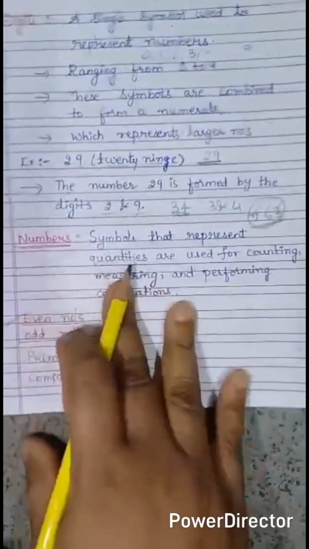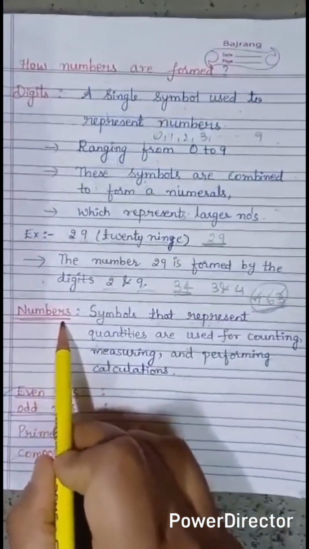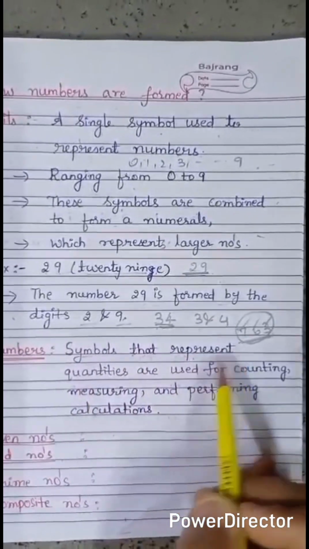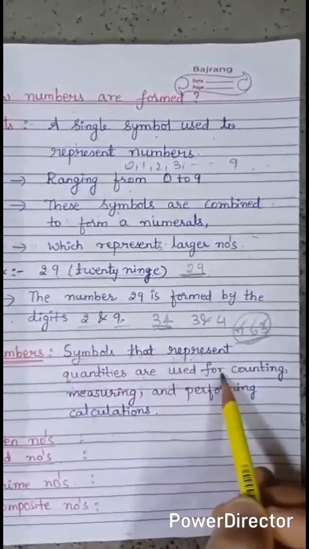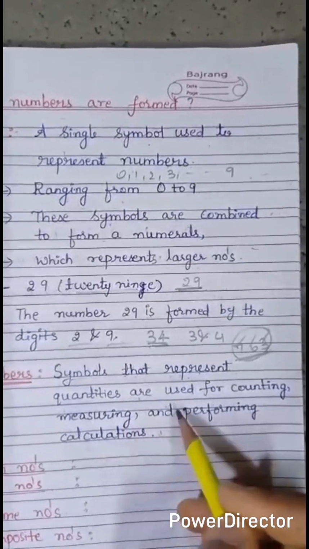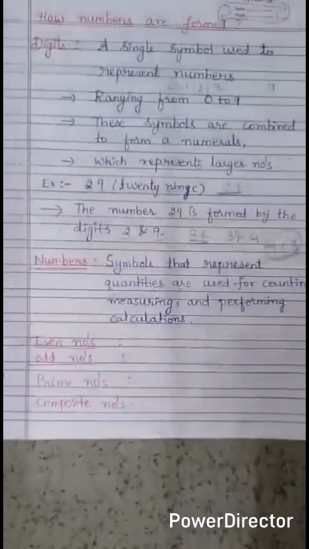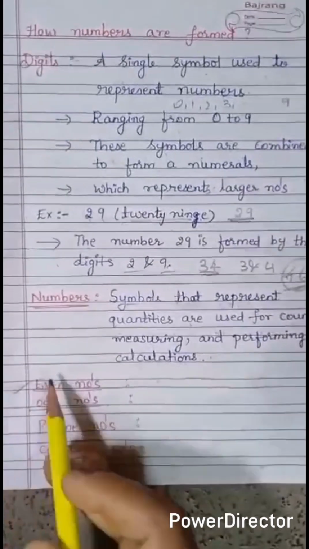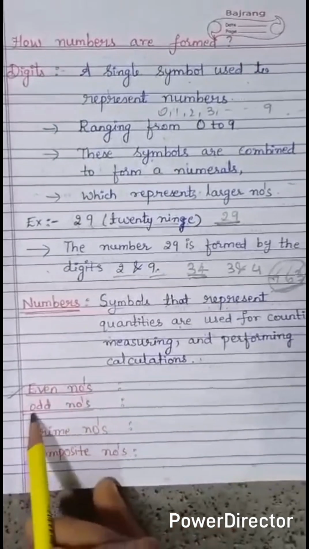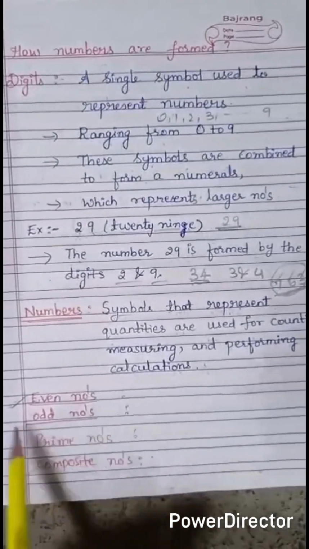Next, first we need to know what numbers are. The definition of numbers: symbols that represent quantities, used for counting, measuring and performing calculations. So this is the definition of numbers. In numbers we have the classification: even numbers, odd numbers, prime numbers and composite numbers.